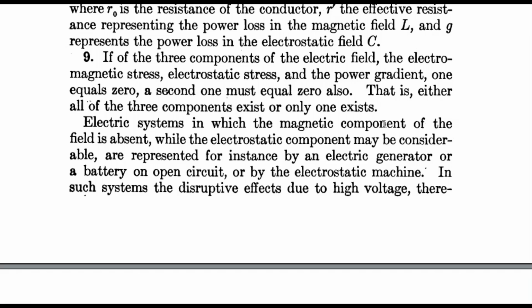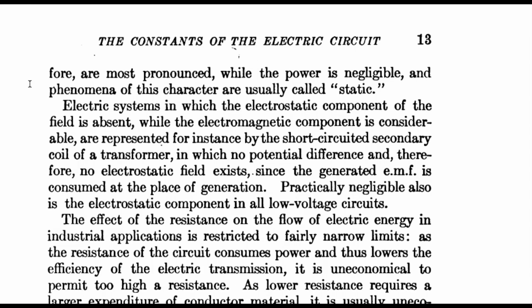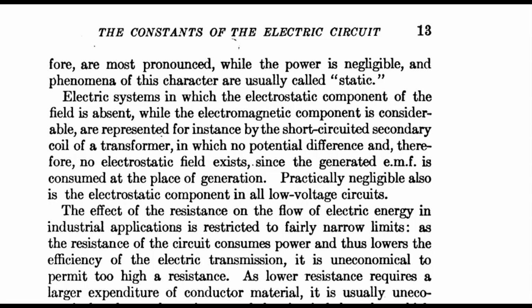Electric systems in which the magnetic component of the field is absent, while the electrostatic component may be considerable, are exemplified by an electric generator or a battery operating on an open circuit, or by an electrostatic machine. In such systems, the disruptive effects caused by high voltage, therefore, are most pronounced while the power is negligible, and phenomena of this character are usually referred to as static. Electric systems in which the electrostatic component of the field is absent while the electromagnetic component is considerable are exemplified by the short-circuited secondary coil of a transformer.